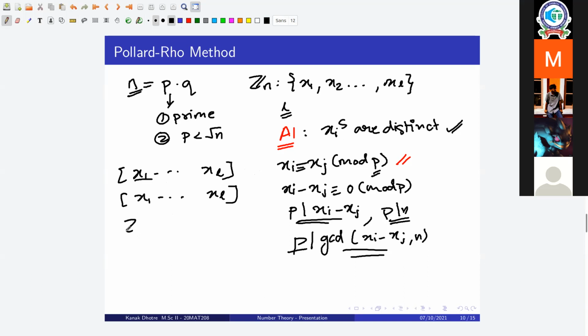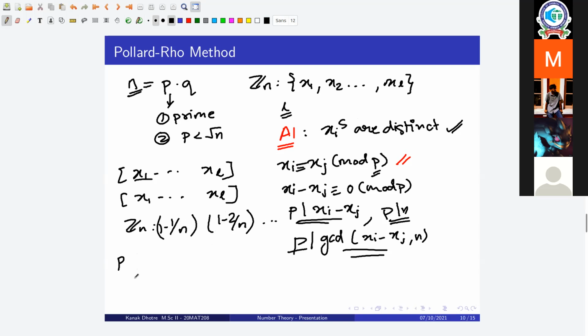So from Zn, what is the probability that I'll pick one specific number? It's going to be 1 by n. Next, what is the probability that I'll pick exactly 2 numbers? It's going to be 2 by n, and so on and so forth. But what we're interested in is the probability that all of them will be distinct. So it's essentially a complement of each one of those events. So I just remove 1 minus each one of those, right?